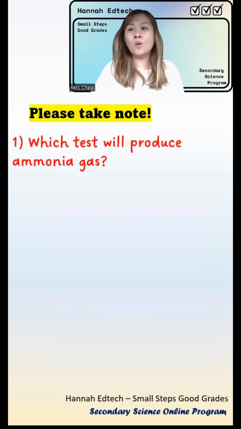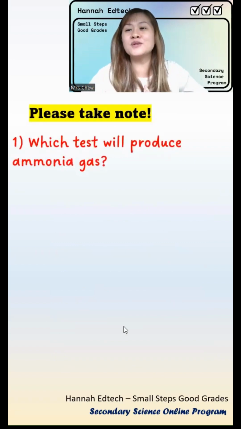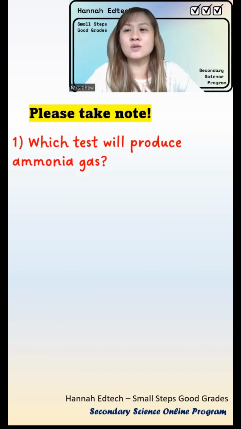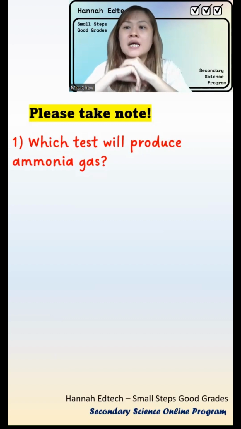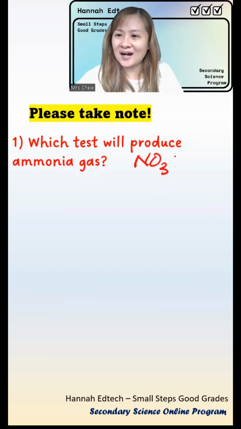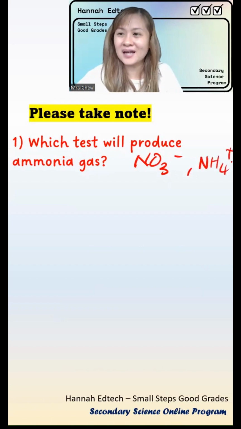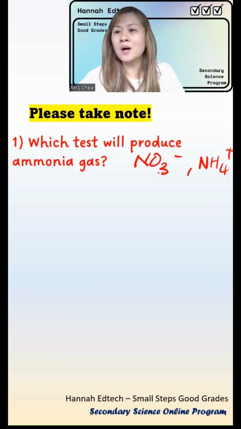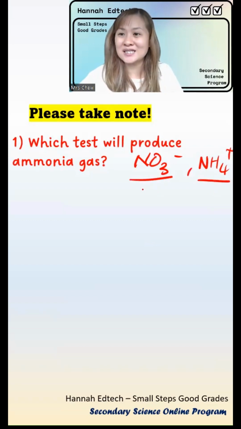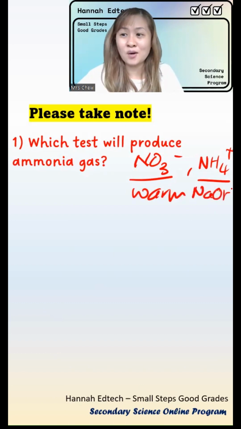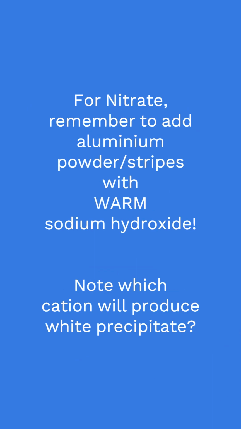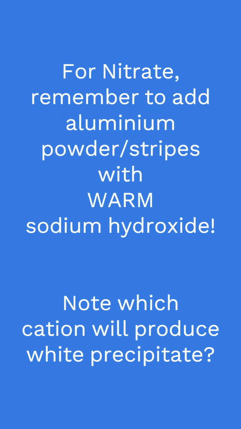Please take note, which test will produce ammonia gas? So there are two tests that will produce ammonia gas: one is the test for nitrate, and one is the test for ammonium. So for both these two tests, you have to use warmed NaOH, but however, for nitrate, you have to add aluminium powder or aluminium strips.